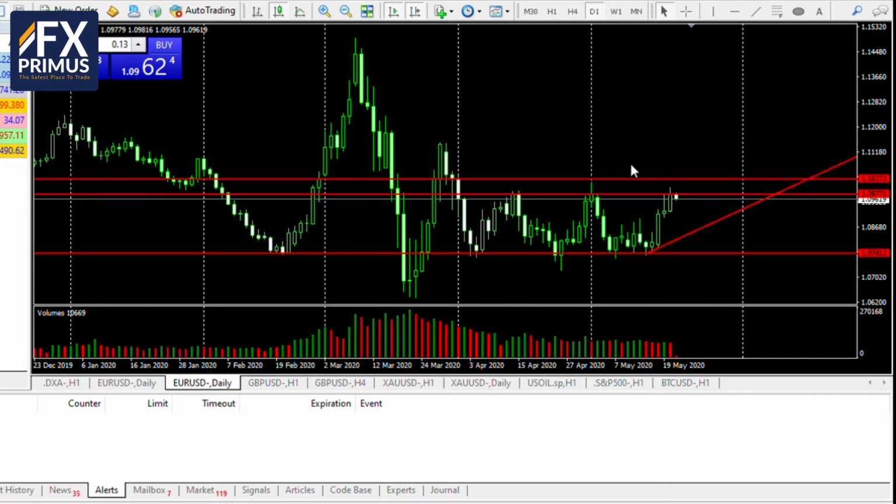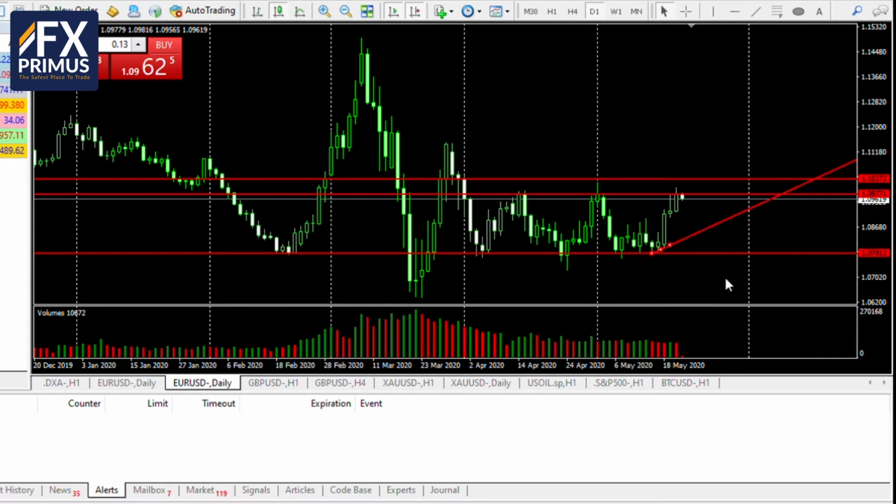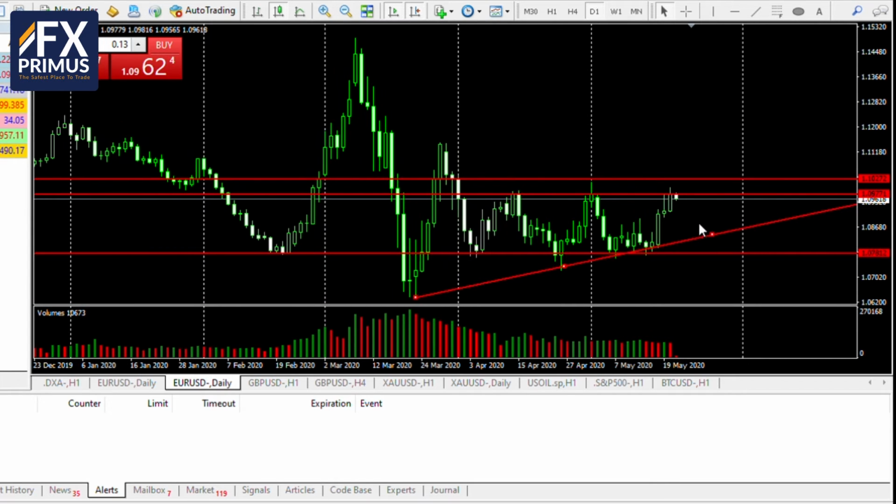Okay, if it does, it could go up to the next level, possibly here. Immediate range 1.1027, about 70 pips from the current price. And of course, if it does come down, it should come back down to test this range here. Okay, this dynamic trend line.